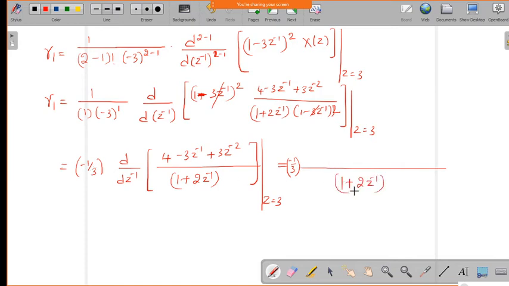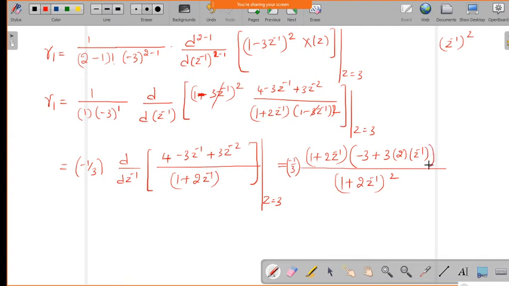With the quotient rule, the denominator is 1 plus 2 z inverse whole square, and in the numerator, the denominator into the differentiation of the numerator. Differentiate the numerator now: the constant gives 0, and with respect to z inverse, differentiating minus 3 z inverse gives minus 3, and 3 z power minus 2 is like z power minus 1 squared, like x square, so d by dx of x square is 2x. Similarly it will become 3 into 2 into z inverse. So this is the numerator.